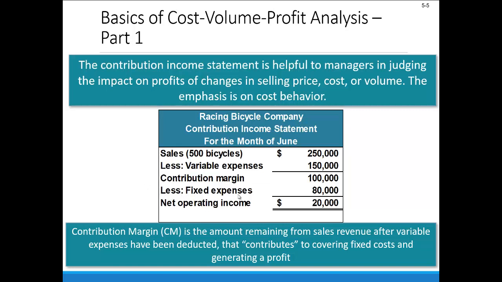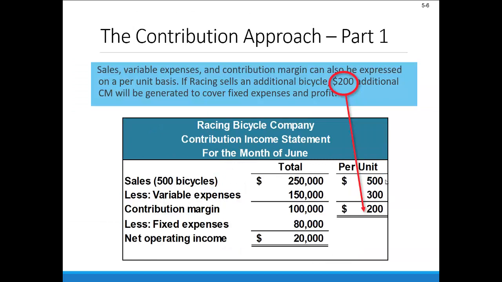So this contribution format income statement is pretty helpful for managers in trying to judge the impact on ultimate profit of changes in all those other pieces. So the selling price, different costs, or the volume of production and sales itself. Now, sales, variable expenses, and contribution margin can also be expressed on a per unit basis, and typically they would be. We don't usually express fixed expenses on a per unit basis or net income because remember, these things aren't moving in an exact correlate with activity like the other items are.